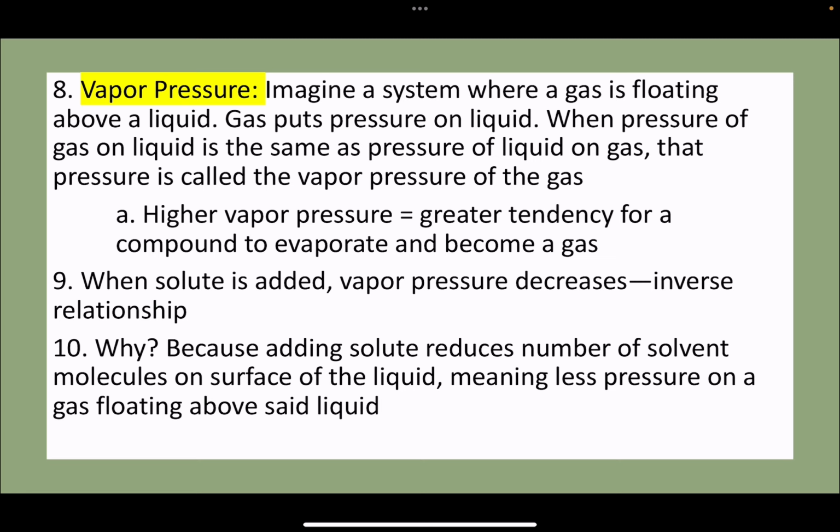Now let's apply that understanding by looking at vapor pressure and osmotic pressure, starting with the first. Imagine a system consisting of a gas cloud floating above a liquid. That gas, like atmospheric air, is going to exert pressure down on the liquid. At the same time, the liquid is going to exert a force on the gas. If anyone has taken physics or has any background knowledge about classical mechanics, they might remember Isaac Newton's third law of motion. Every action has an equal and opposite reaction.